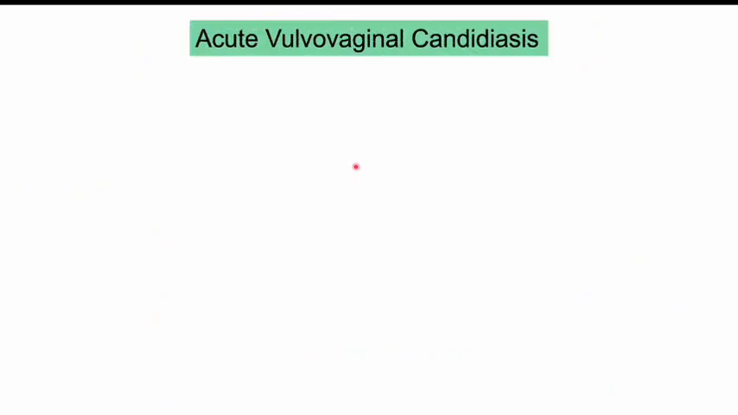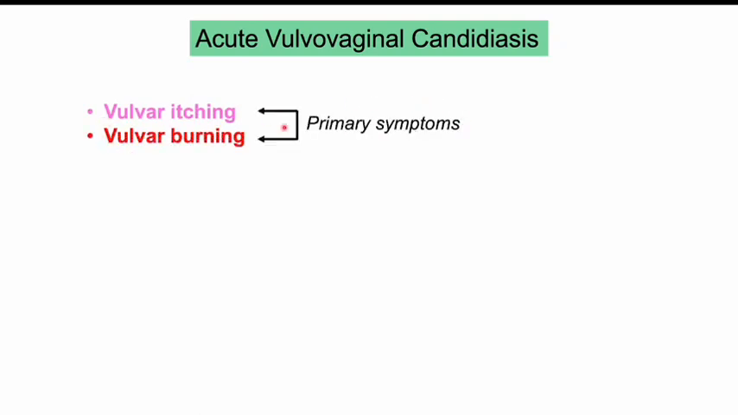Now let's talk about the signs and symptoms of acute vulvovaginal candidiasis. So this is where a patient is going to first start to have an infection. So often the characteristic and primary symptoms are going to include vulvar itching and vulvar burning. So these again are going to be the primary symptoms.